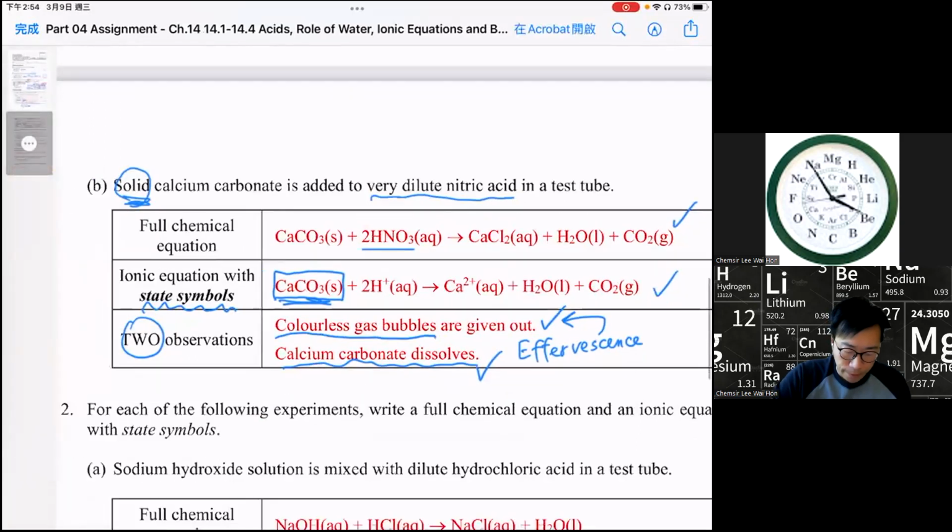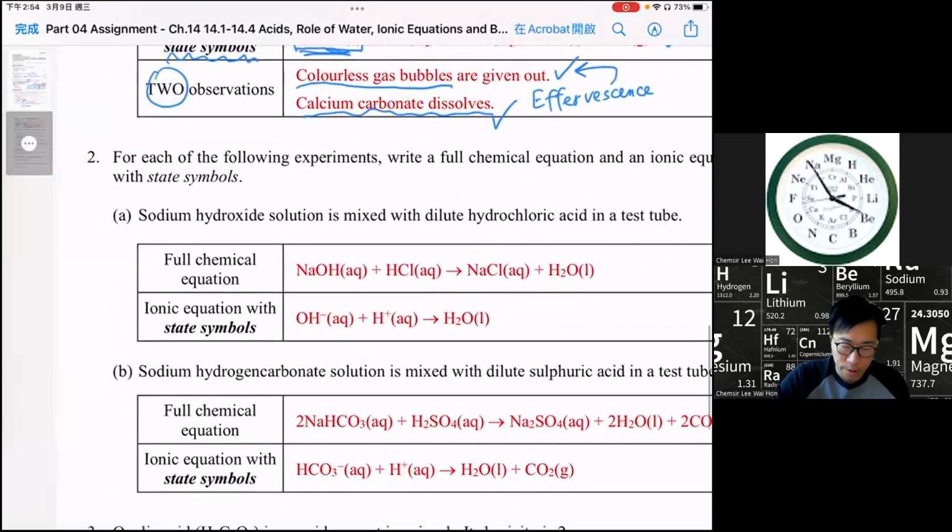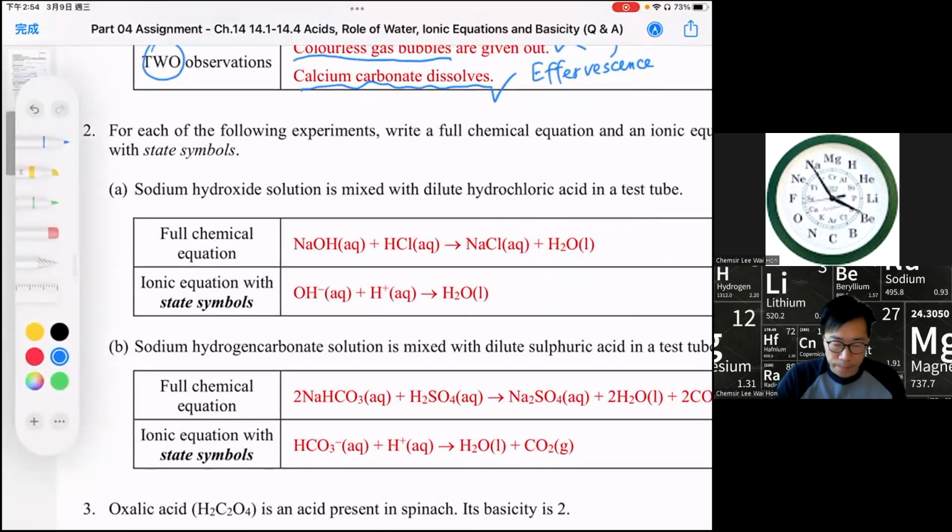Next question. In question number 2, the requirement is somehow very similar. However, this time, please pay attention to the question. In 2A, one reactant is sodium hydroxide solution. So you all know that for a solution, we use aq to represent its state symbol.